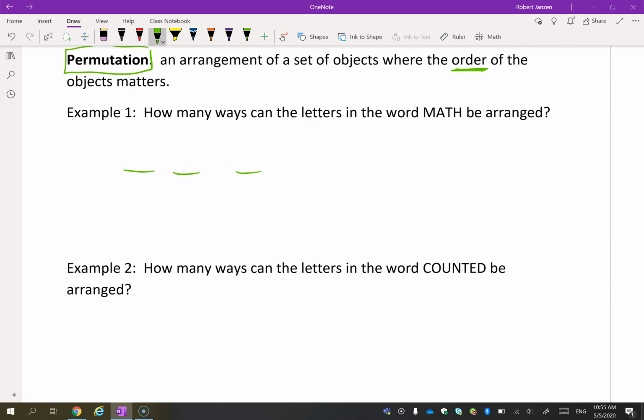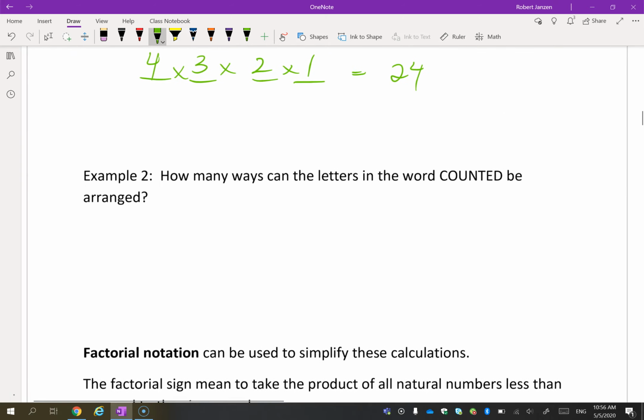Well, there's 4 letters. How many can go in the first spot? 4, and then there's 3 in the second, 2, and 1. Pure and simple, this is called a permutation. It's taking a number of objects, arranging them in different ways, and telling you how many ways you can do that. Okay, if we do counted, there are 7.